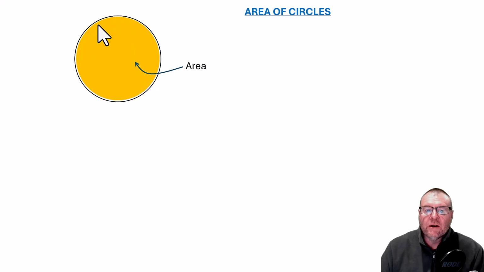Once again, we're talking about the area. So the space inside the shape, or inside the circumference of this circle, is called the area. We have an area formula for a circle, which is pi r squared. Now, pi is just a special number. It's a button on your calculator. Make sure you know where it is, and you simply put it in, multiply it by the r squared.